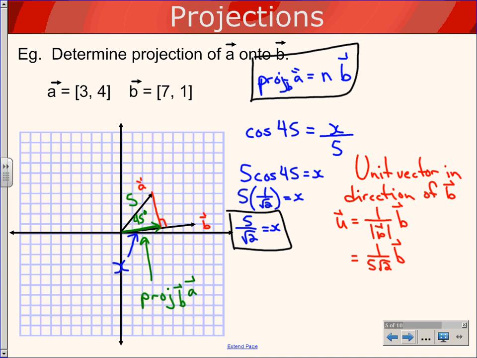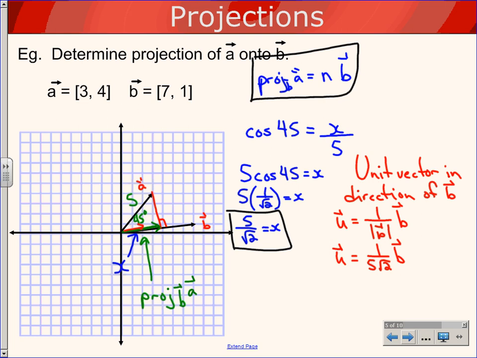So that there, vector u, is a unit vector. It has a magnitude of 1 in the direction of vector b. So it's in there too. I can maybe put it in. It would be like that. Okay? It has a magnitude of 1.